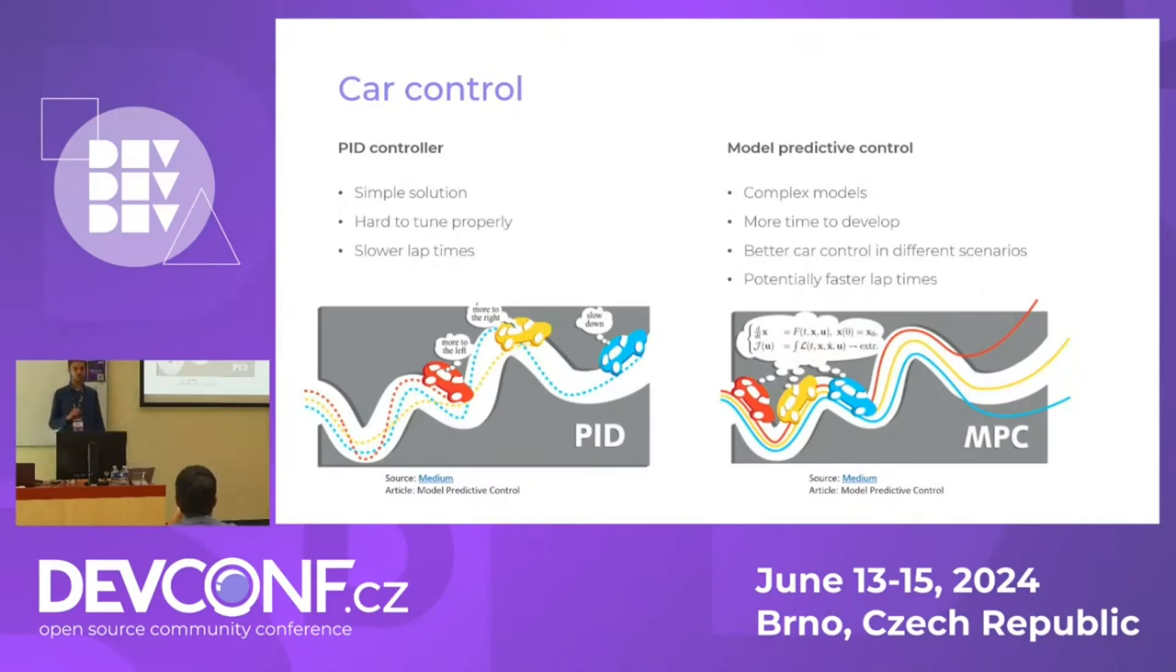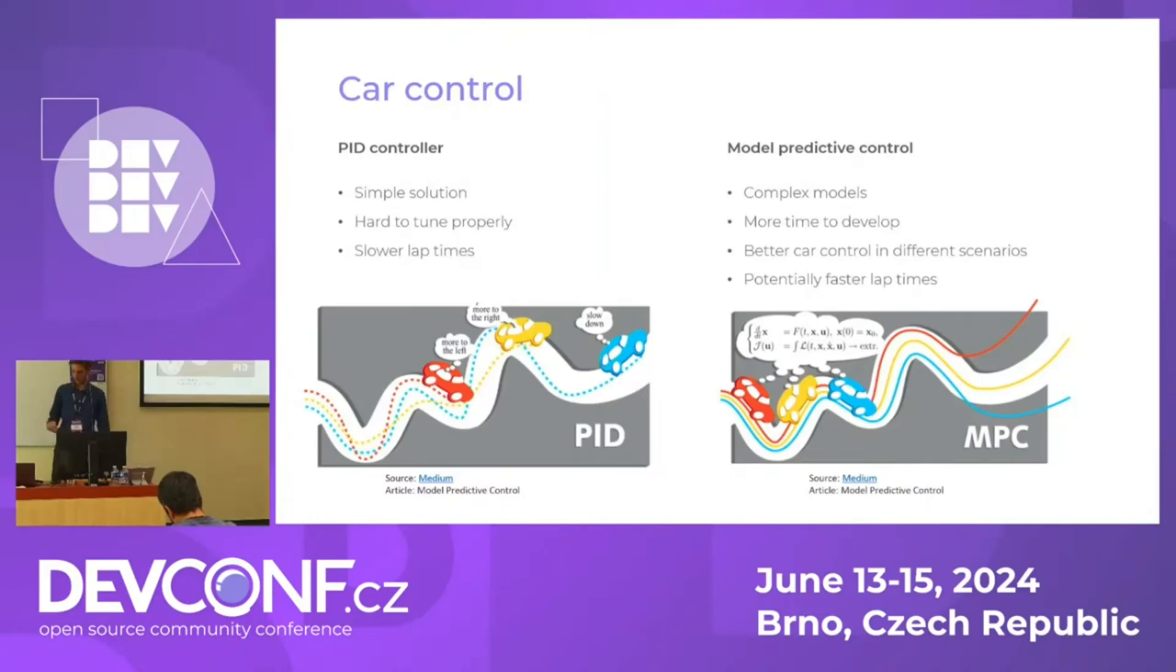Yeah, it's a simple solution, but it's hard to tune properly, because you have three parameters that you have to tune, and it's not the best, but the development time is a lot shorter. On the other hand, there are model predictive controllers which use complex models, so you have to mathematically express how the car turns and how the car accelerates, but it has a lot better car control in different scenarios, and it is potentially faster, but it depends heavily on the complex models.